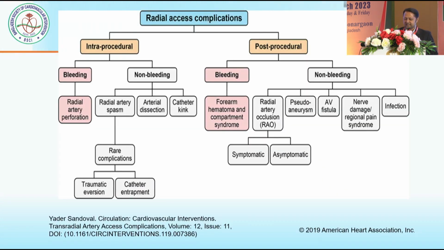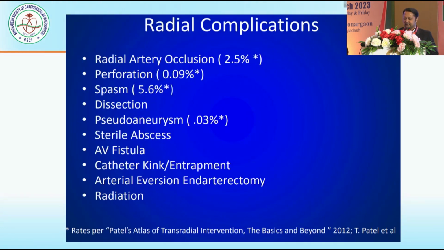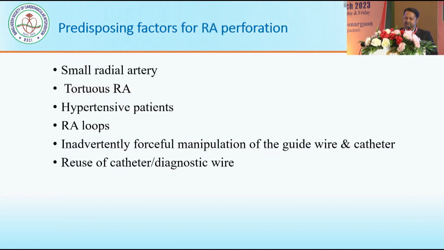Radial access complications may be inter-procedural or post-procedural. Inter-procedural complications may be bleeding or non-bleeding. In bleeding, radial artery perforation may occur. In Tejas Patel et al.'s paper, radial artery perforation occurred in 0.09%. Predisposing factors for radial artery perforation are a small radial artery, tortuous radial artery, hypertensive patient, radial artery loop, forceful manipulation of the guide wire, and reuse of catheter or diagnostic wire.